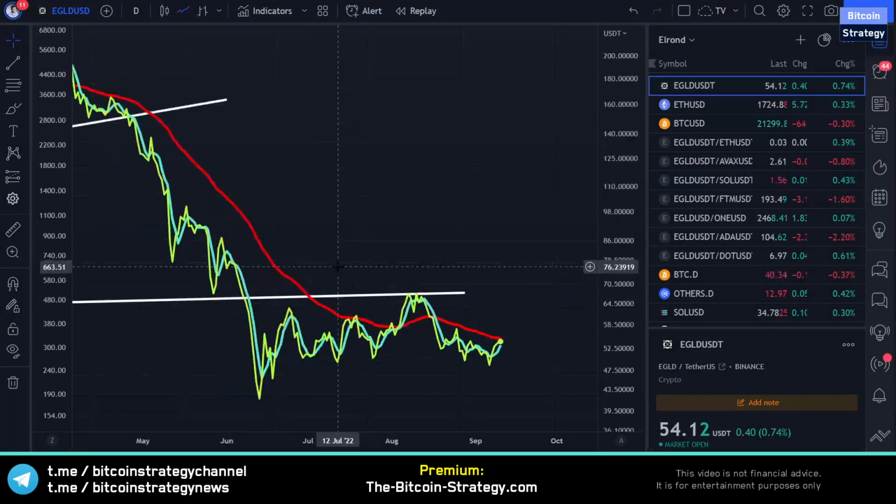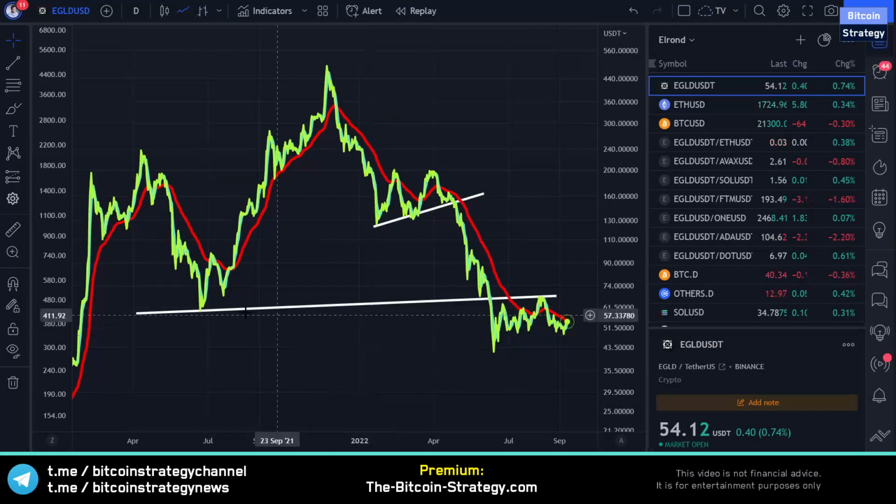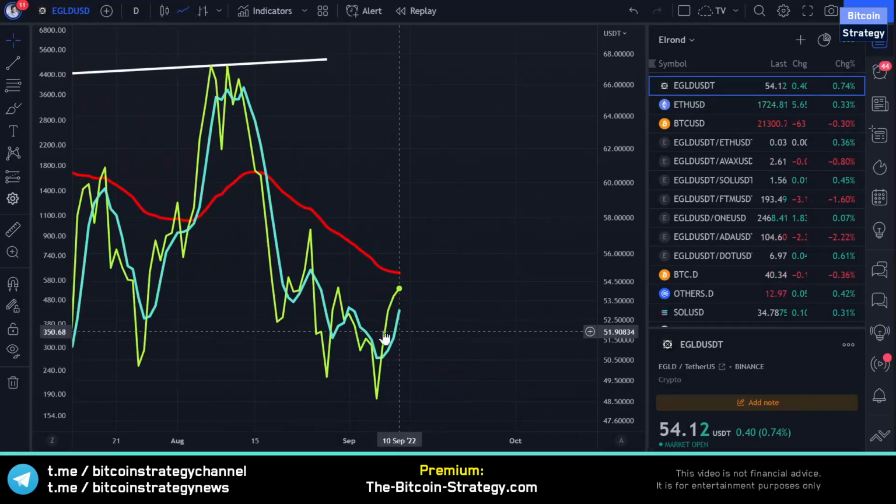But let's start off with the simple price chart with the EGLD price relative to Tether. And over here, we can see that we haven't yet crossed the best backtested exponential moving average here in red.